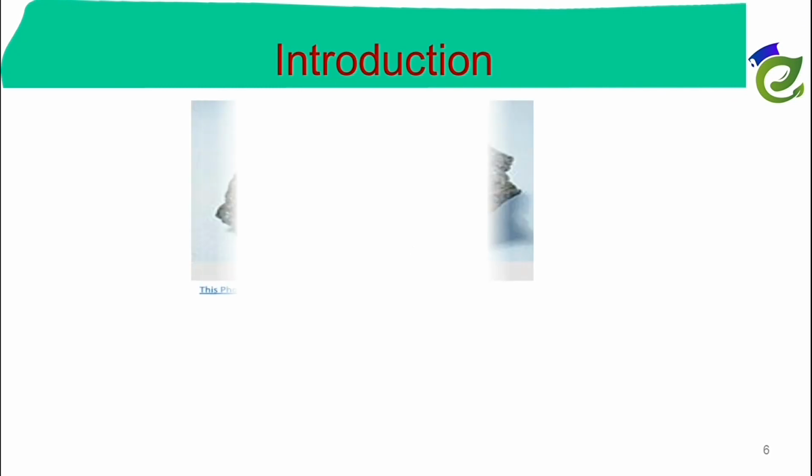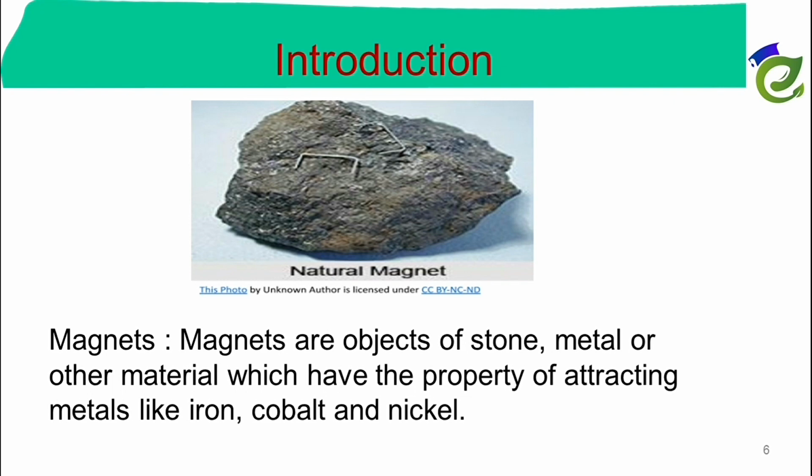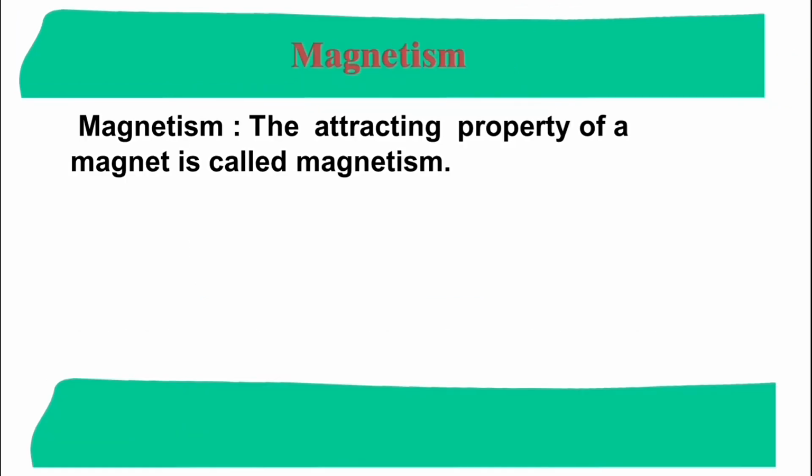Introduction. What are magnets? Magnets are the objects of stone, metal, or other materials which have the property of attracting metals like iron, cobalt, and nickel, and many other magnetic materials. You can see in the picture how the magnet has attracted the tiny metal pins. Next, what is magnetism? Suppose if you bring an iron nail nearer to a magnet, what happens? The iron nail is attracted by the magnet. So this attracting property of magnet is called magnetism.